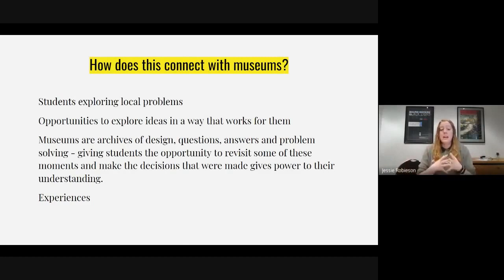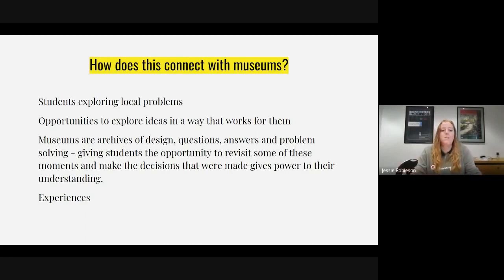For a lot of us, they are local problems, which makes it even more authentic because they're things that students can see within their community, within the town, within the city. They can actually see the outcomes of that problem solving, of the way that someone has solved that. They might not agree with it. That's even better. We get to resolve the problem. It gives them opportunities to explore ideas in ways that work for them.